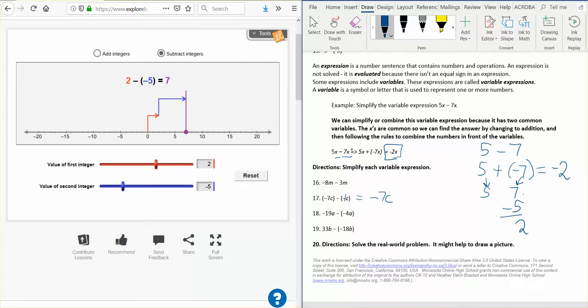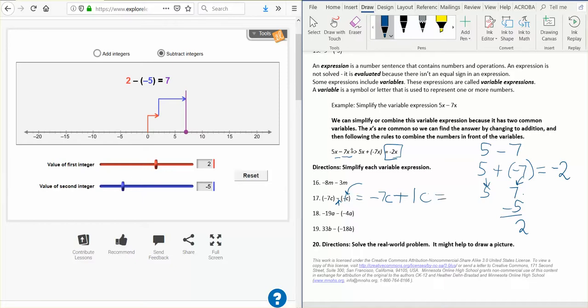So I'm going to rewrite this as addition. I already wrote the first part, negative 7c, didn't change it. Now I'm going to change my minus sign into a plus sign, and I'm going to take the opposite of my second term. The opposite of negative 1c would be positive 1c. So I have negative 7c plus positive 1c.